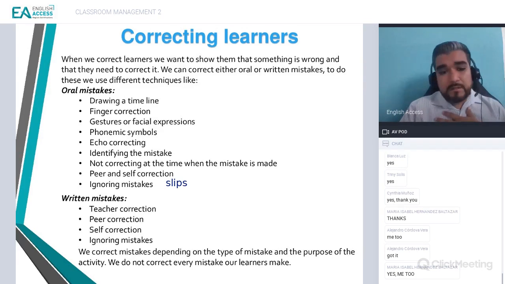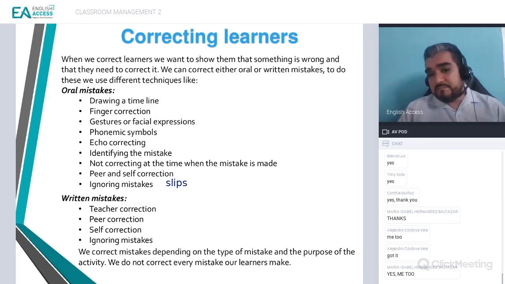You can correct it by yourself. I mean, you can correct the students' work. The students can correct each other, or they can correct it by themselves. The same way you can ignore some mistakes, but all of this using the correction code. The correction code is the key for written mistakes.